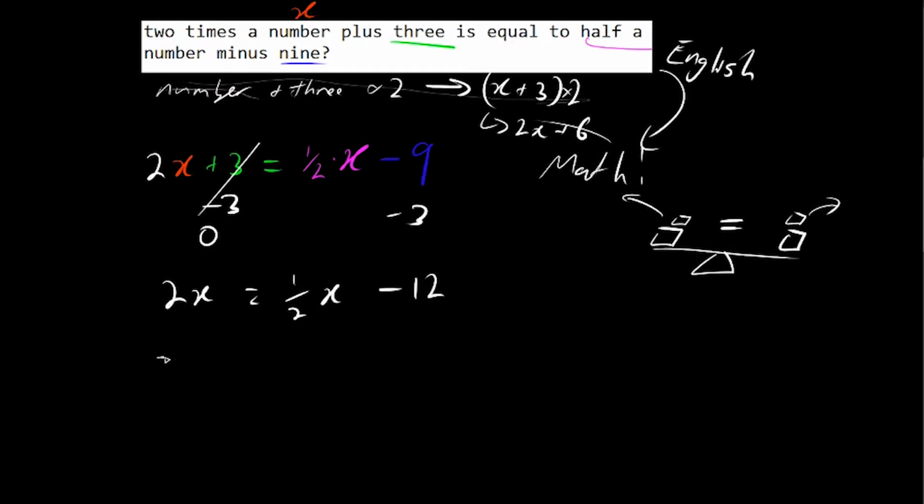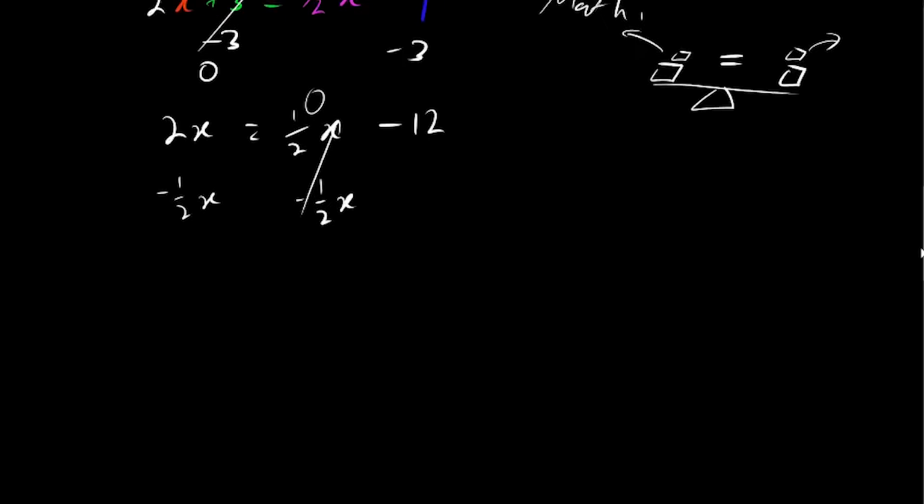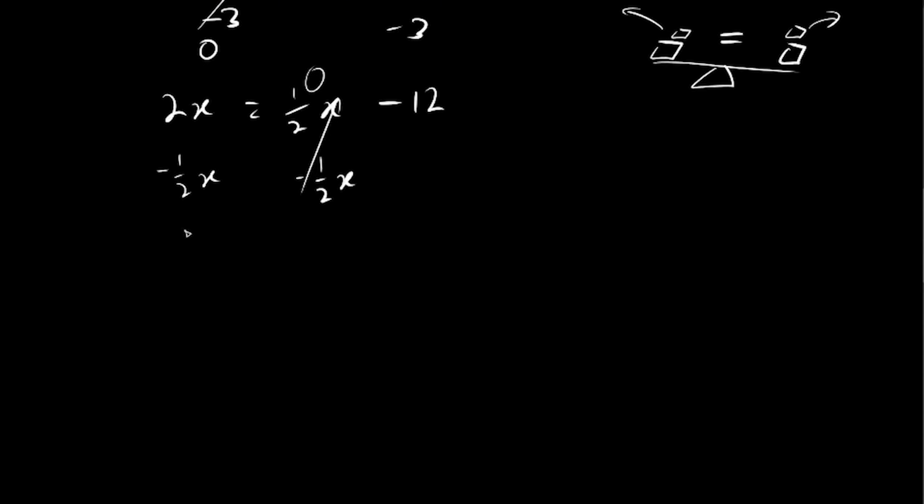Cool. Now we are going to subtract half of x on both sides. Half x minus half x. Doesn't matter what value x is, this will be 0. So now we have 3 over 2 x is equal to minus 12.